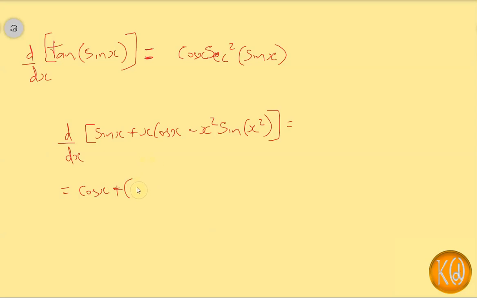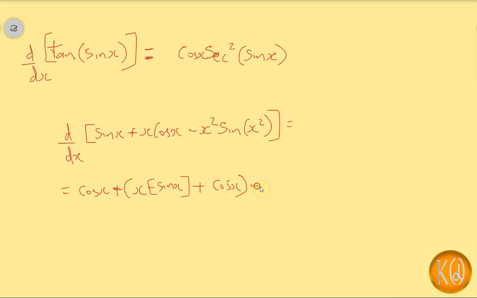and that's the first times the derivative of the second, so that's x times the derivative of cos x, which is negative, let me use square brackets, negative sin x. Good. Plus the second times the derivative of the first. It's cos x. The derivative of x is just 1, so that's just 1 times cos x.